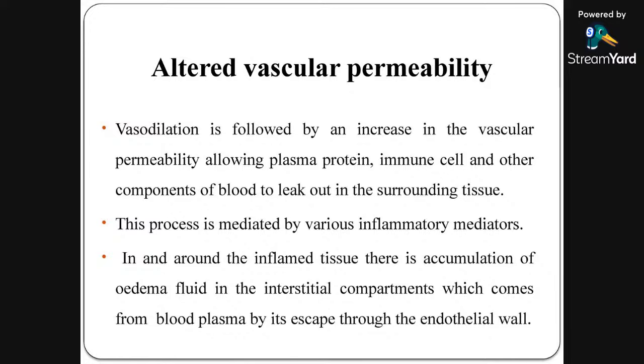Next is altered vascular permeability. In and around the inflamed tissue, there is an accumulation of edema fluid in the interstitial compartments, which comes from blood plasma by its escape through endothelial walls. Initially, escape of fluid is due to vasodilation, which is later followed by an increase in vascular permeability, allowing plasma proteins, immune cells, and other components of blood to leak out into the surrounding tissue.